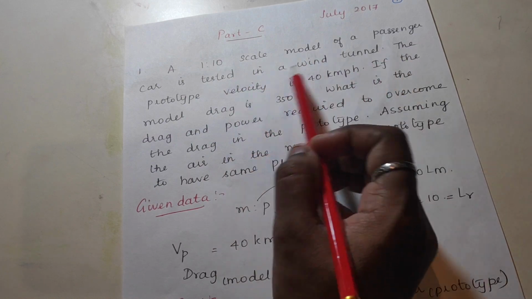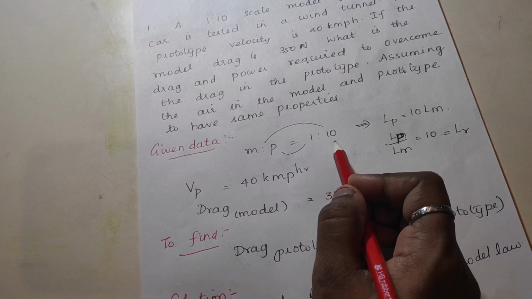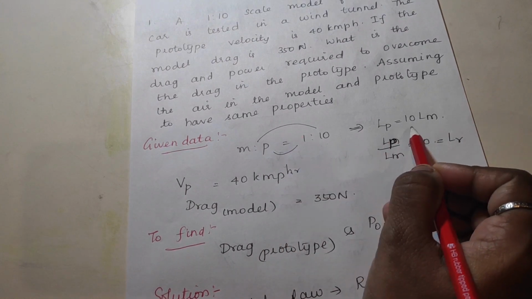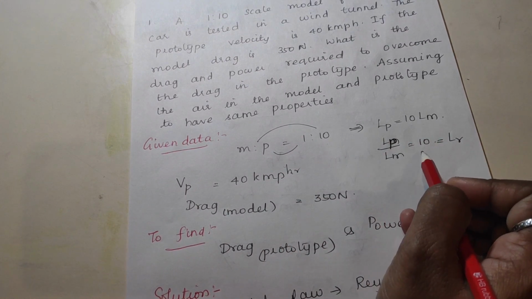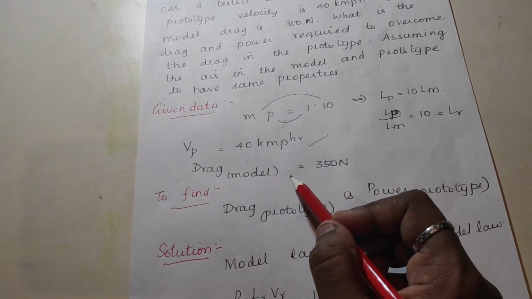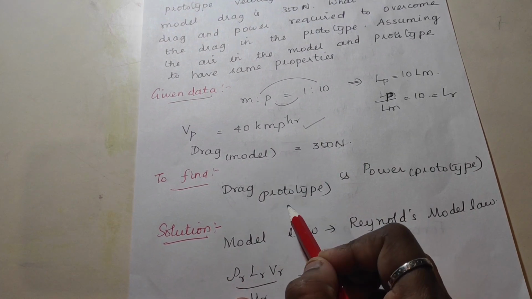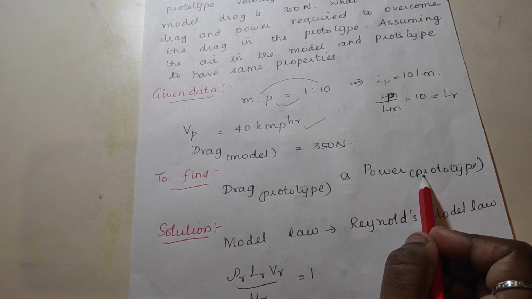Okay, this one is a model prototype problem: 1:10 scale model of a passenger car. They have given everything. We know model to prototype is 1:10, so LP is equal to 10 Lm, and LP by Lm is equal to Lr. They have given the velocity of the prototype and the drag force of the model. You have to find the drag for the prototype and the power for the prototype.